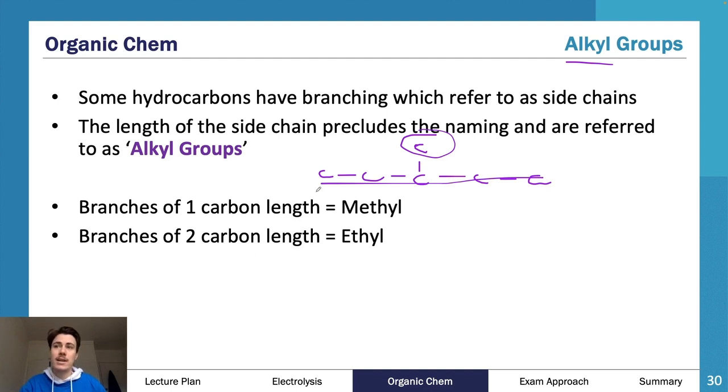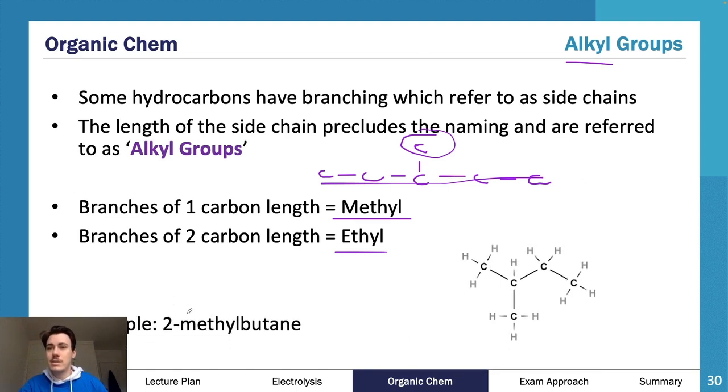So if the branch is 1 carbon long, it's a methyl group. If it's 2 carbons long, it's an ethyl group. Sounds a bit like a band, methyl ethyl. I'm pretty sure this is where they actually got their name. But nonetheless, methyl groups and ethyl groups are important. You do need to know how to name them. They do come up. As you can see here, this is an example, 2-methylbutane.